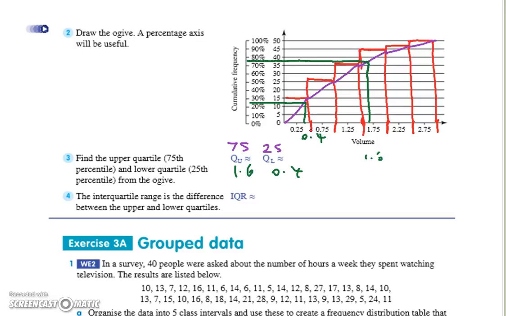So what I've got here is my green line has come down in between the 1.5 and the 1.75. So you know it's somewhere in between 1.5 and 1.75. Now we're estimating. If you've drawn it to scale, your estimation could be pretty accurate, but we're estimating, we're saying it's about 1.6. Everyone happy with that? Everyone happy with the method? Yeah? Cool. All right.